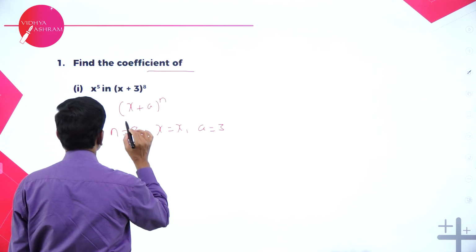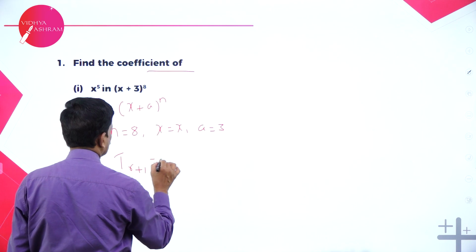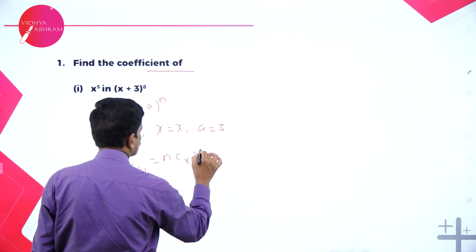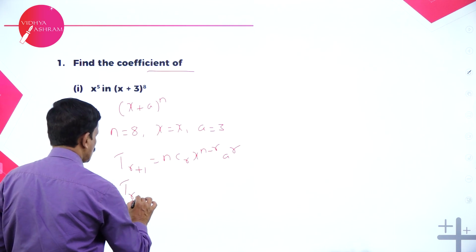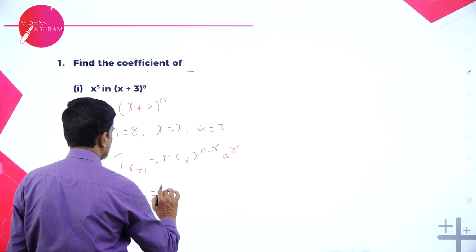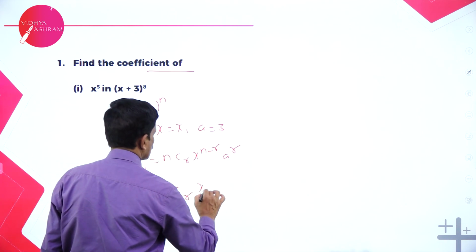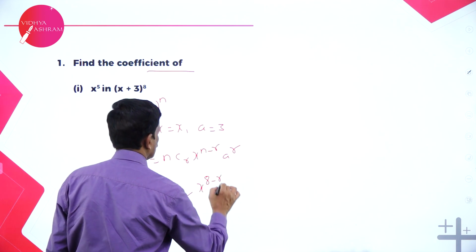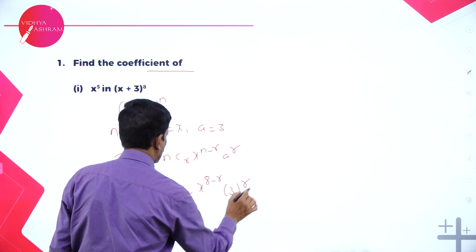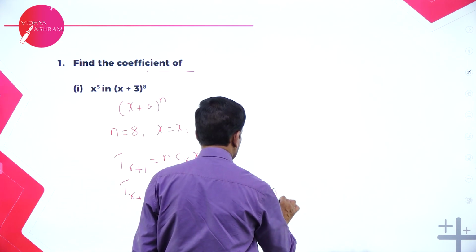Now, what is to find the coefficient of x raised to 5? We know that tr plus 1 is equal to ncr x to the power of n minus r a to the power of r. So, tr plus 1 is equal to nCr, what is n? n is 8. 8Cr, r we don't know. x, what is x? x as it is, x to the power of 8 minus r, and a, what is a? a is 3, so 3 to the power of r. Now, let us represent this as equation number 1.